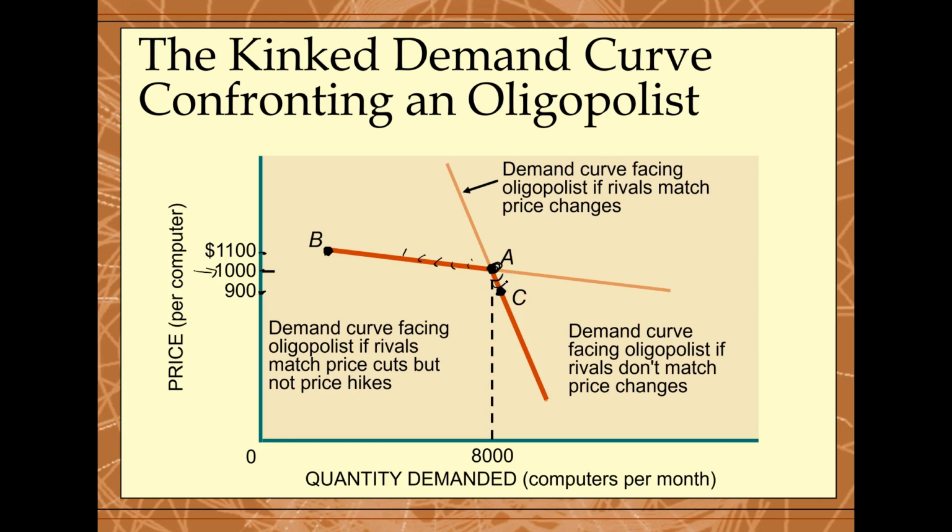Now this has some implications in terms of price and output. In other words, price and output in an oligopoly market structure is more stable than in perfect competition or monopoly. And the kinked demand curve helps explain why that is. So let's look at this.